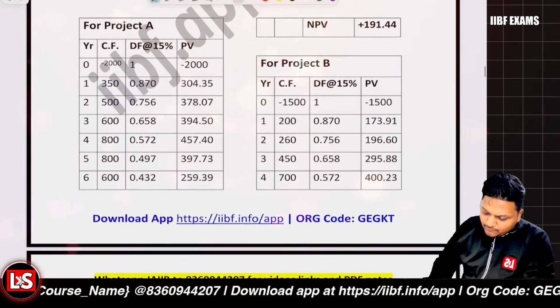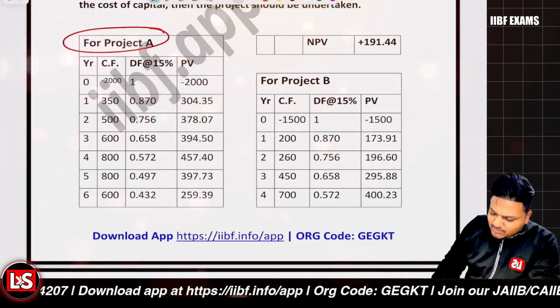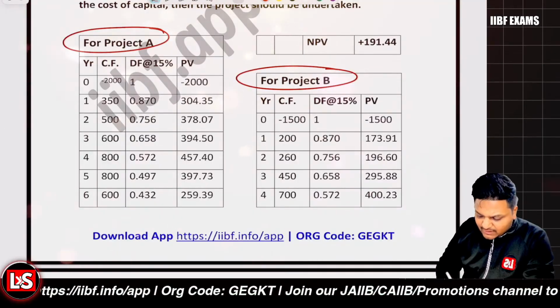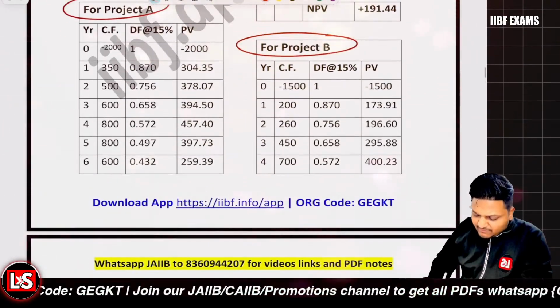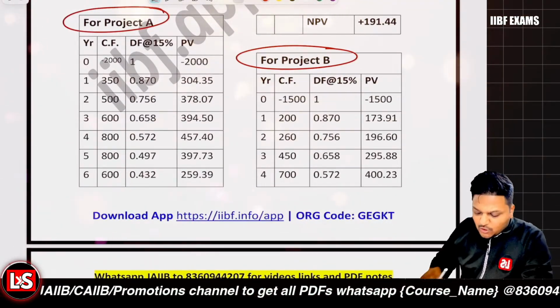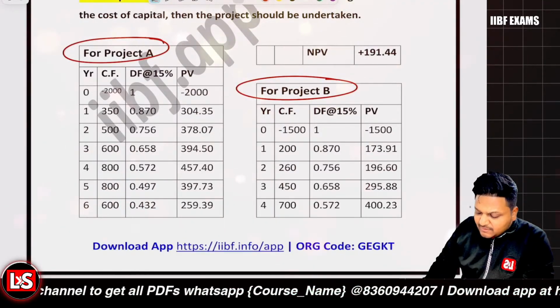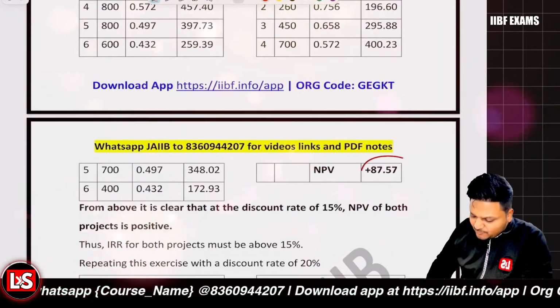So here we are given the different projects. Project A is given and project B is given. We have the cash flows for the different years from 0 to 6 years, and also for project B we have 6 years of data with us. So we have the cash inflows and outflows. For project A the NPV is 191.44, and for project B it is 87.57.